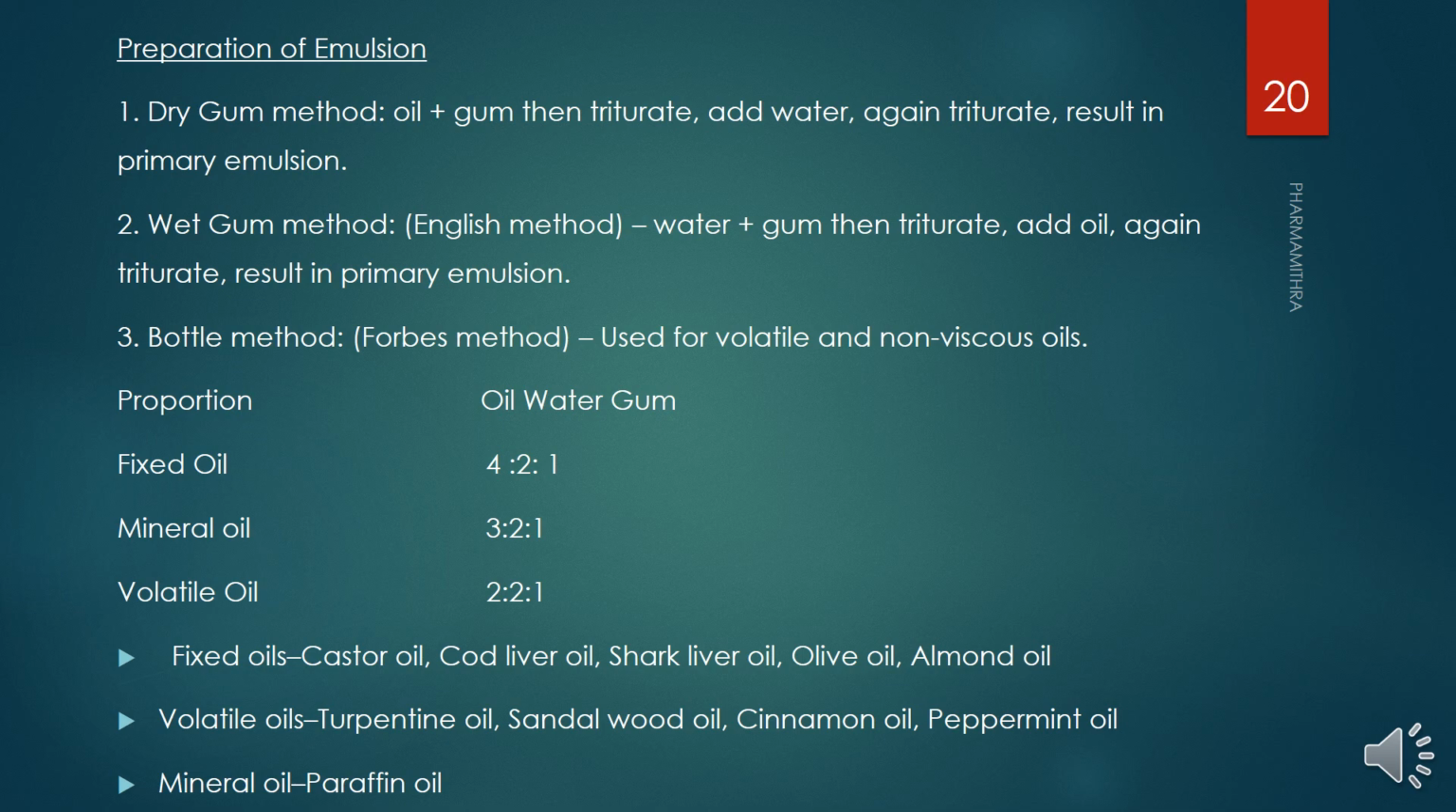Whereas in the bottle or Forbes method, we use volatile and non-viscous oil. Above all this, we want to know the oil, water, gum ratio for each oil. The highest oil proportion is for fixed oil. The water and gum ratios are the same for all types of oils. That is, the oil, water, gum ratio for fixed oil is 4:2:1, mineral oil is 3:2:1, and volatile oil is 2:2:1. Examples for fixed oil are castor oil, cod liver oil, shark liver oil, etc. Volatile oils are extracted ones like turpentine oil, sandalwood oil, cinnamon oil, peppermint oil, and an example of mineral oil is paraffin oil.